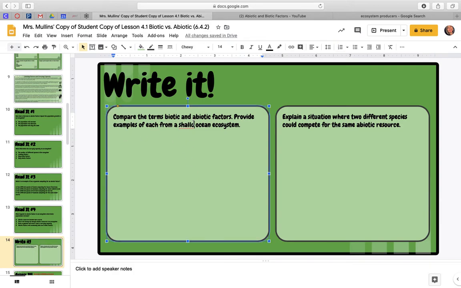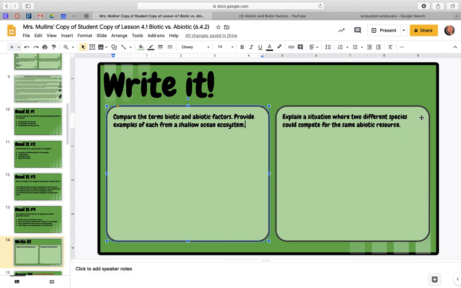All right, so this should say shallow. Compare the terms biotic and abiotic factors. Provide examples of each from a shallow ocean ecosystem. So here you're supposed to define biotic and abiotic, living and non-living, and then give some examples of each from a shallow ocean ecosystem. Again, if you weren't sure, Google. You could totally Google that.